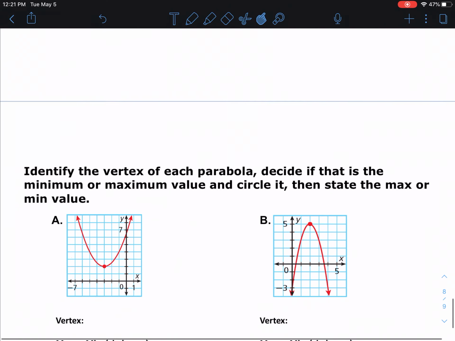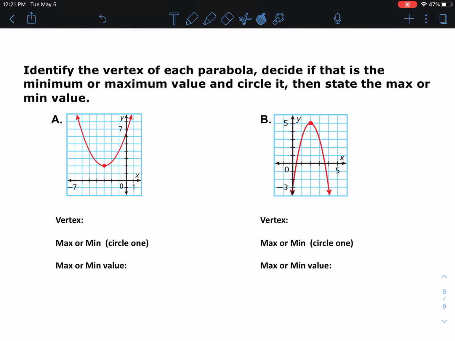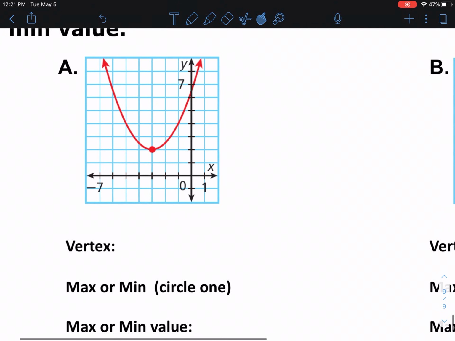Okay, so now let's just try this. This is what your directions will look like on your assignment. It'll say identify the vertex of each parabola. You're going to just write an ordered pair. Decide if it is a maximum or a minimum, and you're just going to circle that, and then state what that value is. Okay, so let's zoom in a little bit here on this one.